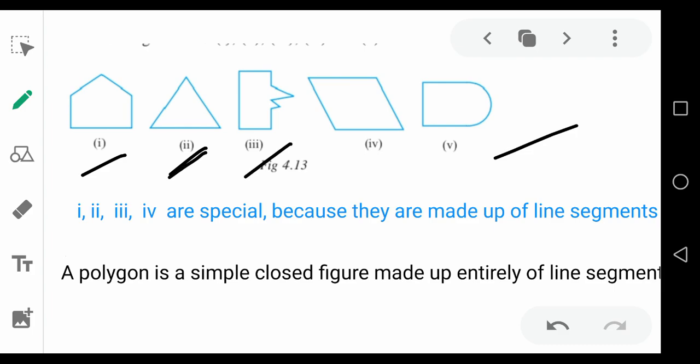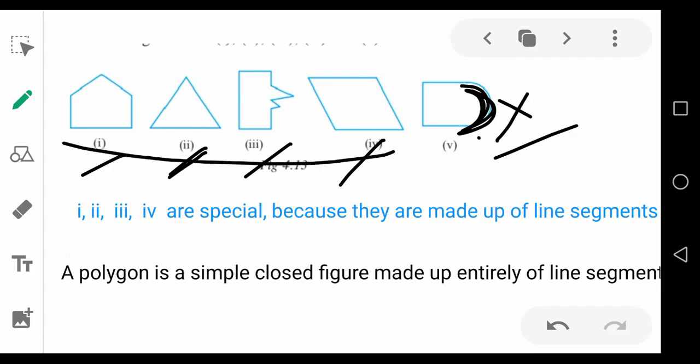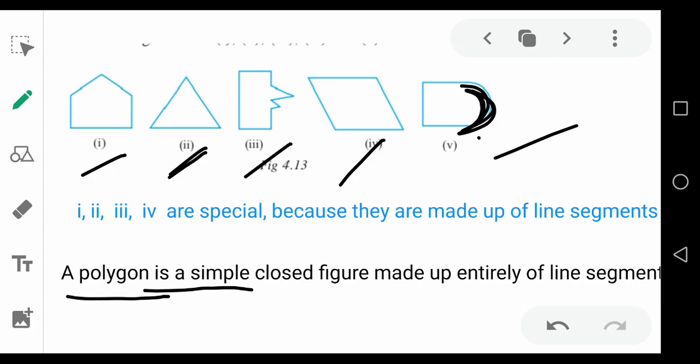This is also made up of line segments, but this is not made up of line segments. How is it? Here you can see this is not a straight curve. So this is not made up of line segments. So these four are made up of line segments. So such curves have a special name. They are called polygons. A polygon is just simple. It should be simple. It should not be crossed like this. Nothing should be there. It should be simple.